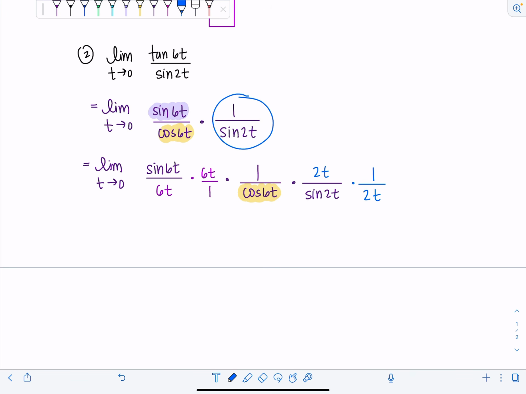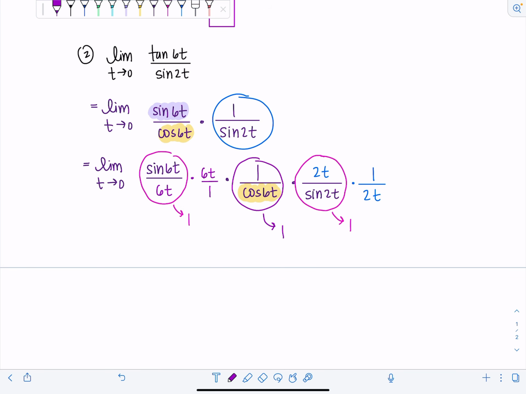So let's think about what's going on here. I'm ready to roll because sine of 6t over 6t will approach 1 as t goes to 0. Same thing for the 2t over sine of 2t, that's going to approach 1. Now don't be nervous over here. We have 1 over cosine of 6t. T is going to 0. 6 times 0 is still 0, right? And what's cosine of 0? Cosine of 0 is 1. So this term is also approaching 1.